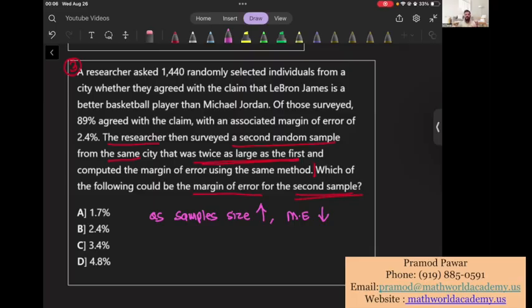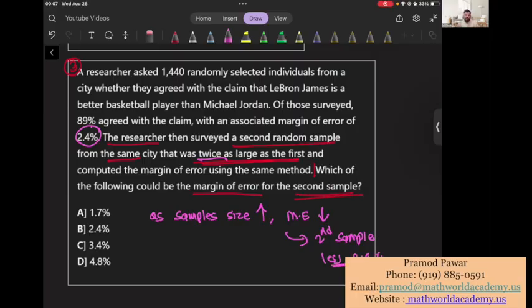So if you read the entire problem, all you need to figure out is what's happening to your sample size. And it's getting twice. So the sample size is increasing. So if sample size is increasing, that means your margin of error will be smaller. So if the margin of error for the original sample was 2.4%, then for the second sample, it will be something less than that. So less than 2.4%.